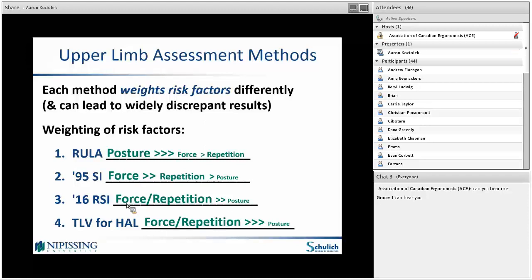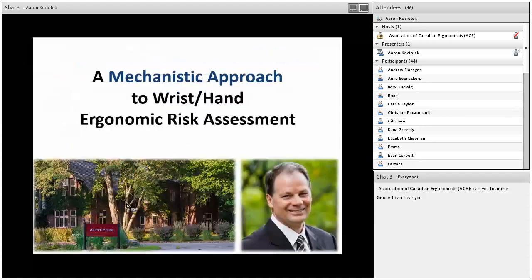So my thesis focused on what if we took a more mechanistic approach to looking at ergonomic risk assessment for the wrist and the hand. This is research I did at McMaster University under the supervision of Dr. Peter Keir. The next portion of my talk will focus a little more on this different view, or way of looking at assessing risk.